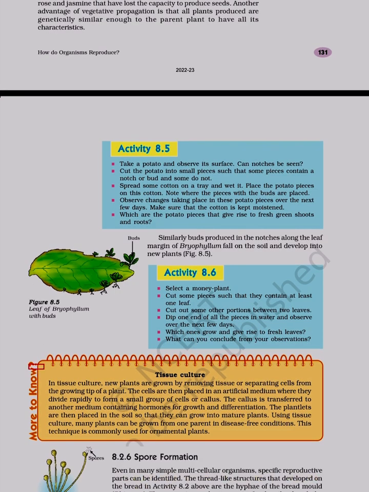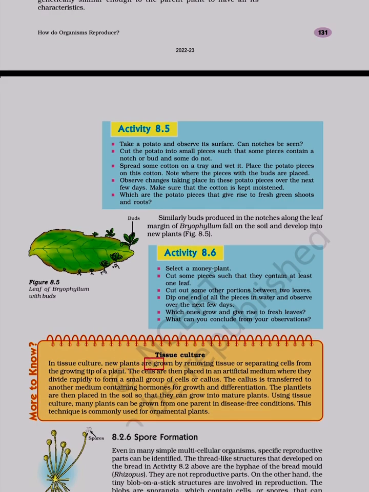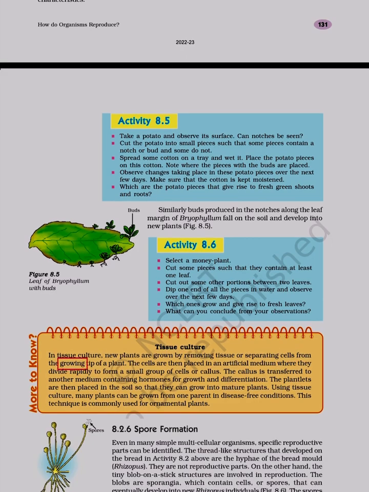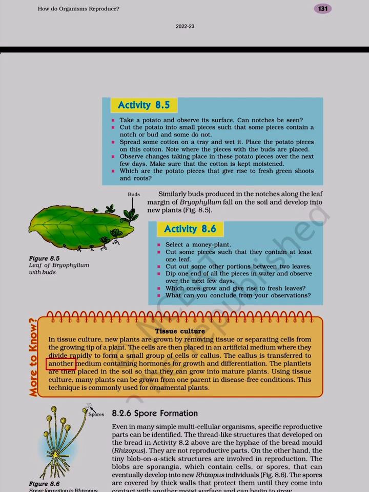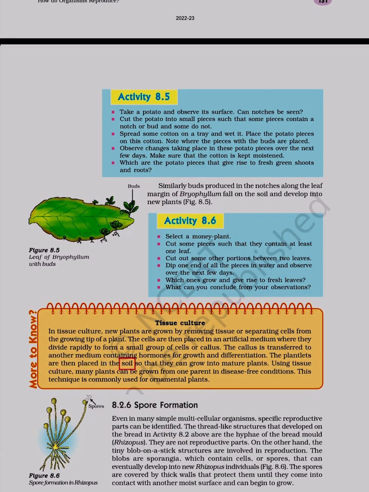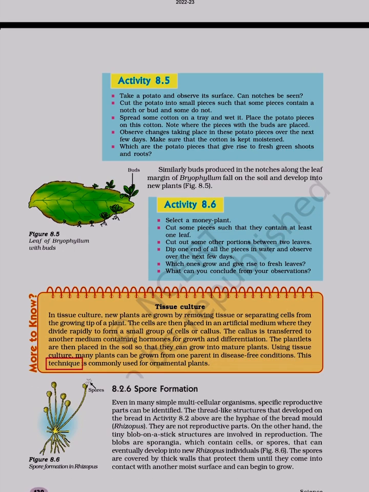Tissue culture. In tissue culture, new plants are grown by removing tissue or separating cells from the growing tip of a plant. The cells are then placed in an artificial medium where they divide rapidly to form a small group of cells or callus. The callus is transferred to another medium containing hormones for growth and differentiation. The plantlets are then placed in the soil so that they can grow into mature plants. Using tissue culture, many plants can be grown from one parent in disease-free conditions. This technique is commonly used for ornamental plants.